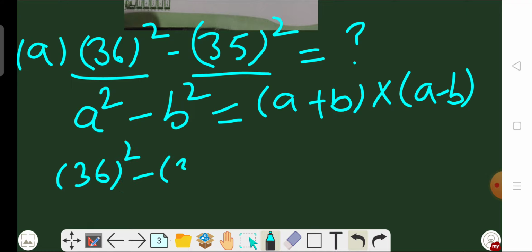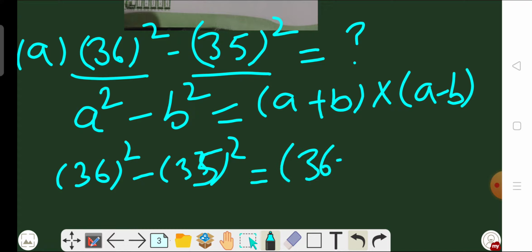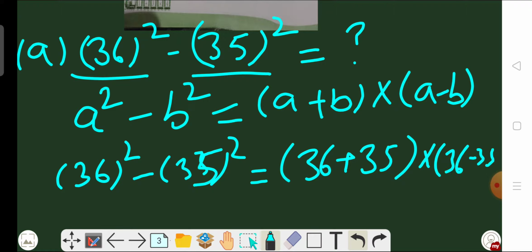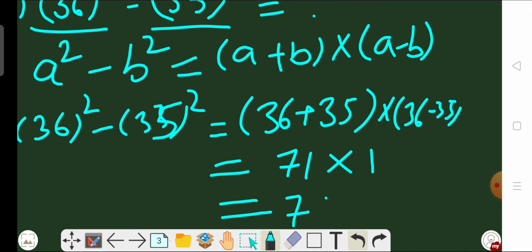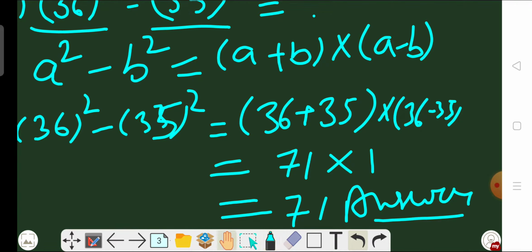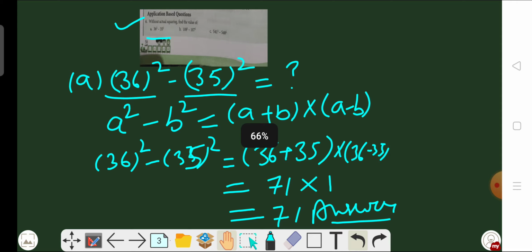So 36 square minus 35 square is equal to 36 plus 35 multiplied by 36 minus 35. 36 plus 35 is equal to 71 and 36 minus 35 is equal to 1. So the answer is equal to 71. This is the answer of your A part, beta. The remaining parts of this question are the same as A part. Try to do them by yourself.